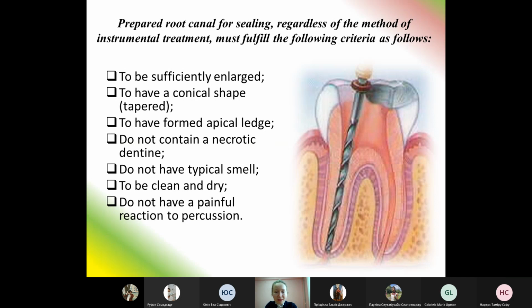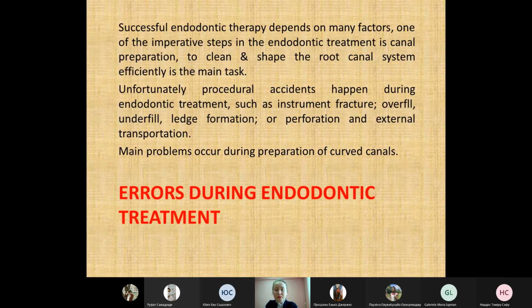It should not have the typical smell of pus, if it goes about pulp gangrene treatment. It should be clean and dry, and should not have any painful reaction to percussion, once again, if it goes about periapical inflammation. So if such criteria are present, the tooth can be successfully filled, obturated with a final root canal obturation material.